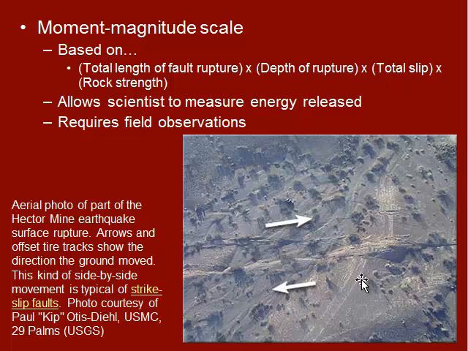We can measure the total amount of slip on that fault, which is that number I gave you before. The fault rupture would be where you see it on the Earth's surface, and then measure the rock strength. So this is great because it allows scientists to measure the amount of energy released. You can get really accurate numbers, but it takes some time because it requires geologists to actually go to the location, make field observations and measurements.